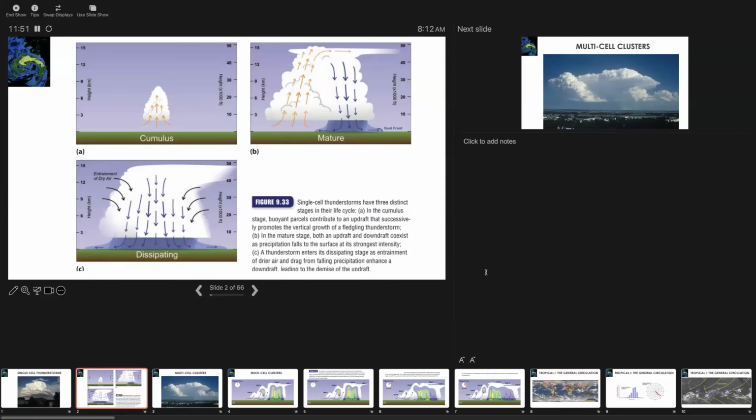What is meant by entrainment? Okay, good question. Entrainment is just sucking in. So entraining dry air means it's pulling dry air in from around the storm.